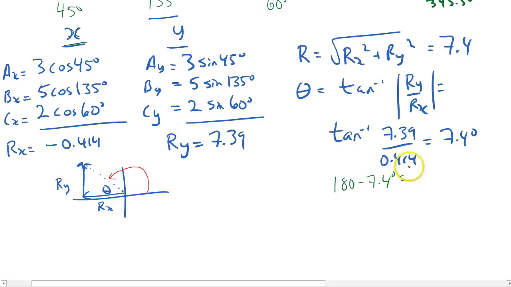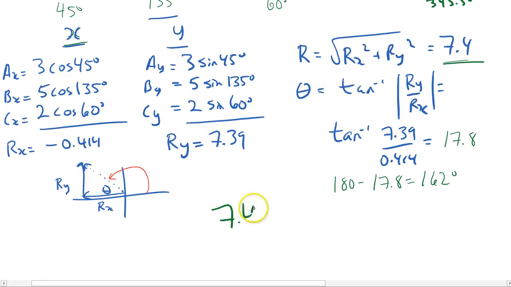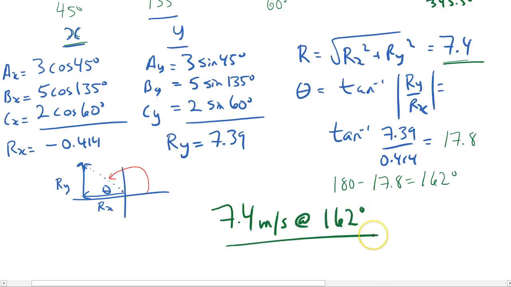Did I get that right? 7.39 over 0.414. Oh, got the wrong one. I think I recopied down this 7.4 over here. This one is actually 17.8. Okay, so fixing this over here, 17.8. So my direction will be 162 degrees. So my answer here at the end will be 7.4, and my units were meters per second at 162 degrees.